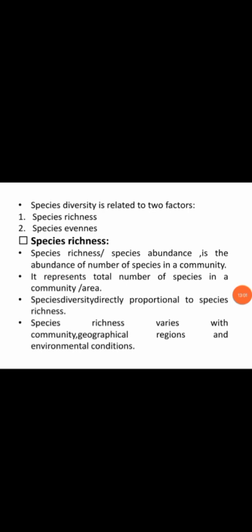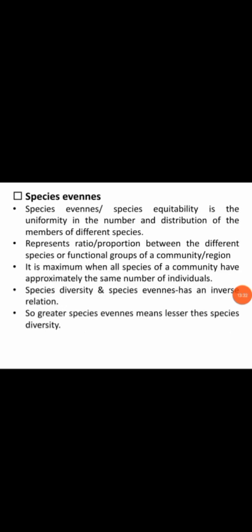Species diversity is related to two factors: species richness and species evenness. What is species richness? Species richness or species abundance is the number of species in a community. It represents the total number of species in a community. That is, species diversity is directly proportional to species richness. Species richness varies with community, geographical region, and environmental condition.